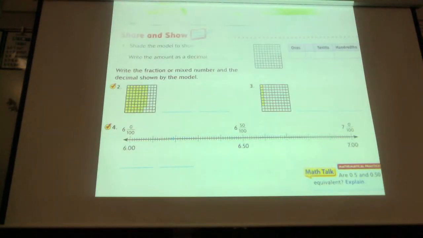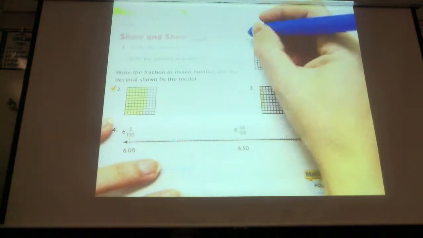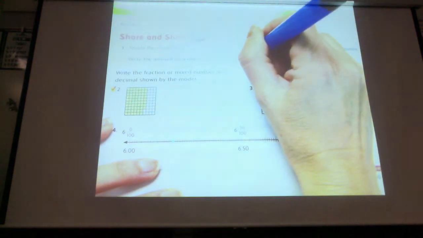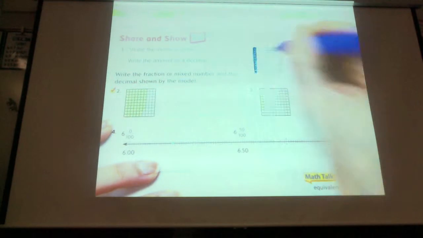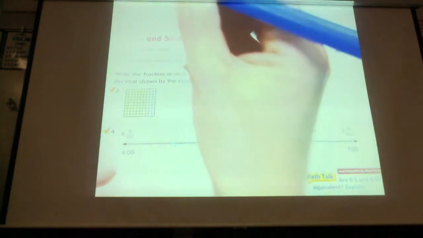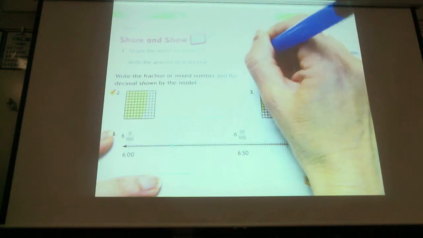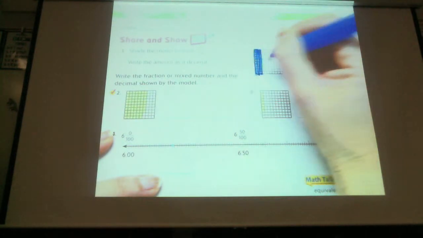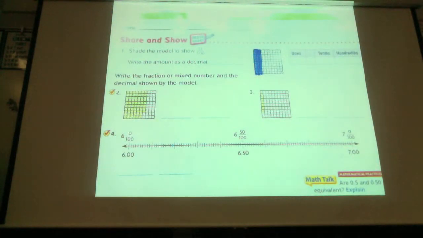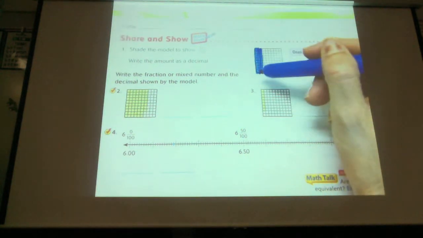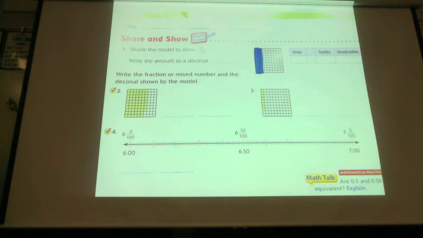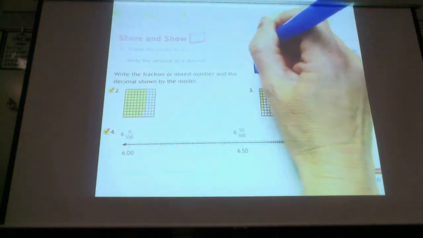Shade the model to show 31/100. The best way to do that again is to do how many straight down? 3. Who said 3? That's right. Why is it 3? Right, there's 30/100, which also is the same thing as 3/10. So we're going to do 3. Am I going to do any more? Yes. How many more? 1. Just one more. Go ahead and do yours real quick.